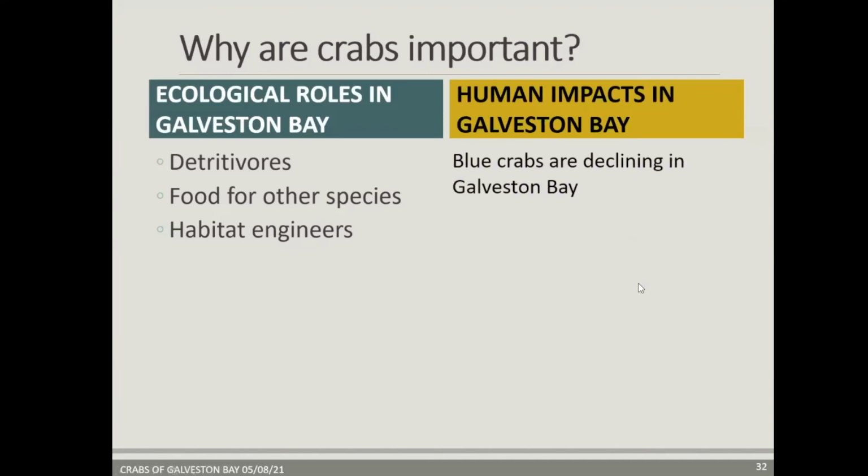In Galveston Bay, unfortunately, blue crabs are declining. Nobody's really even paying attention to the other species of crabs, so we don't know, as far as populations go, how they're doing. But since the 1980s, blue crabs have been declining. And so that's of concern.